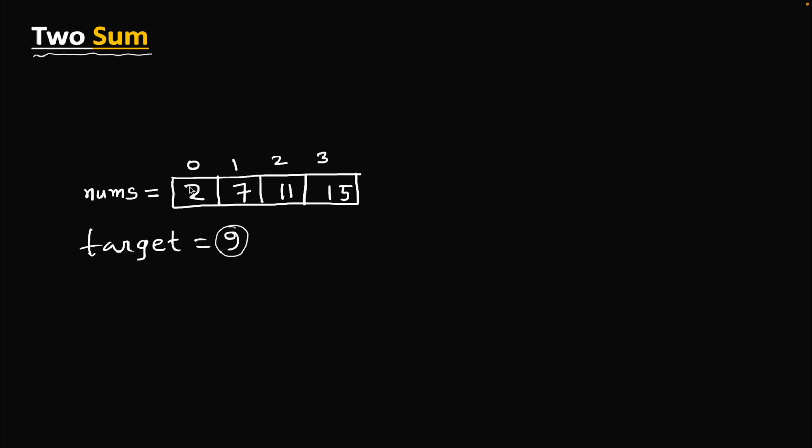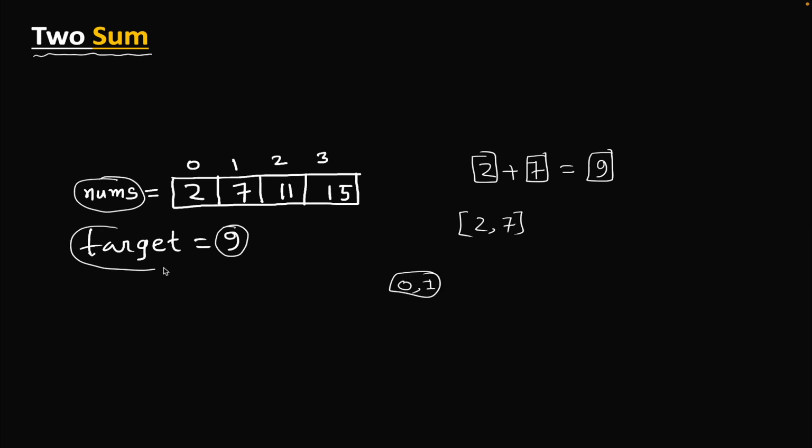We see that we have 2 and we have 7. If we add 2 and 7, what do we get? We get 9. By adding these 2 integers, we get 9. We found this pair, 2 and 7. We have to return the indices of these 2 numbers, which are 0, 1. So for this given nums array and this target 9, we have to return these 2 indices.